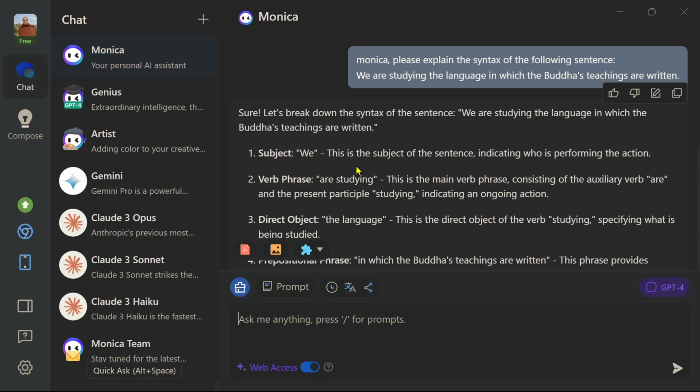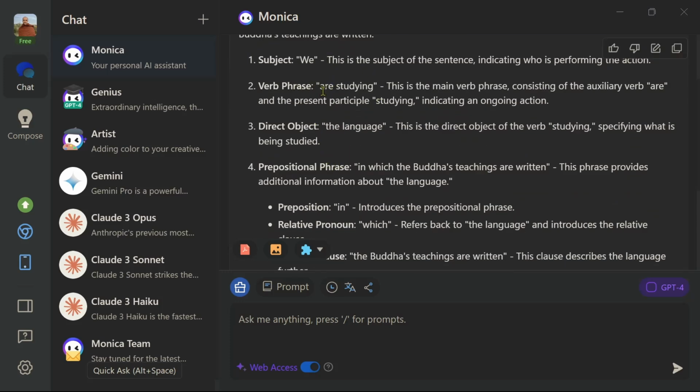Sure, let's break down the syntax. Subject is we, the subject of the sentence. Verb phrase: are studying. It's a phrase because it's more than a word, right? It's a verb phrase, yes. The tense is present. The continuous was what? What was the name? Aspect. Okay. This is the main verb phrase consisting of the auxiliary or helping verb "are," right?